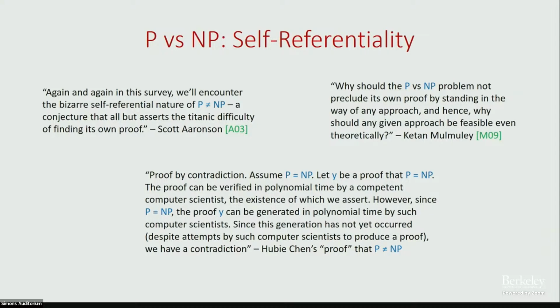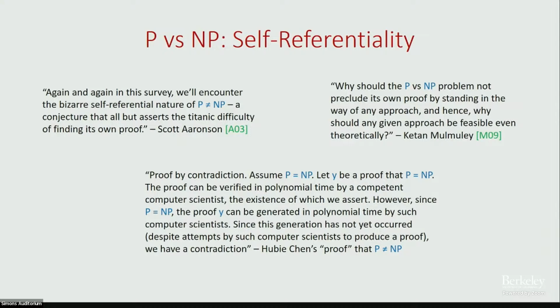And why should any given approach be feasible even theoretically? So here he's interested in barriers to his approach, what he calls a complexity barrier to his approach. And he understands the self-referentiality of the problem as posing an obstacle to his approach. And then here's a half serious proof. It's not quite meant to be a formal proof, but it's a proof of Hugh Chen's claim that P not equal to NP.